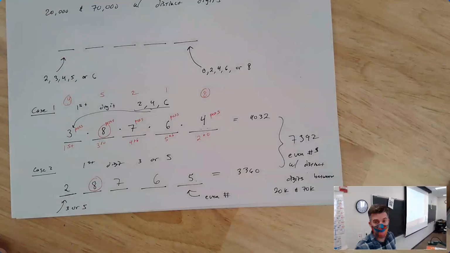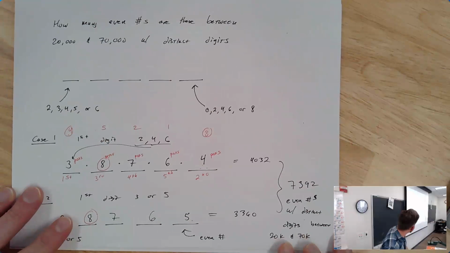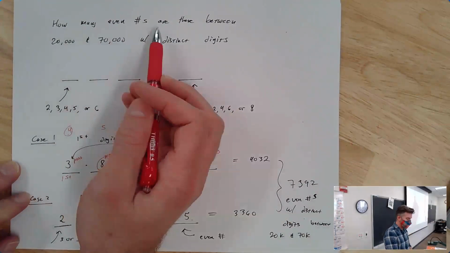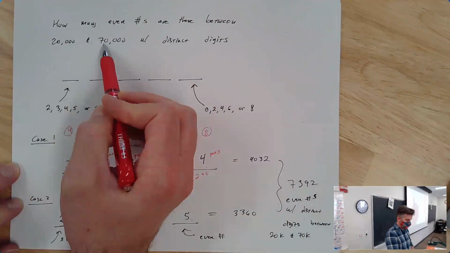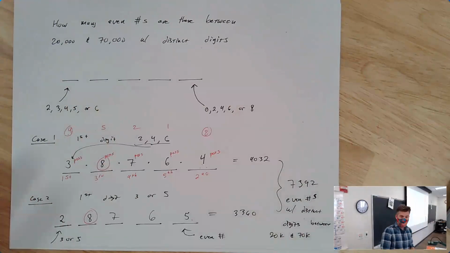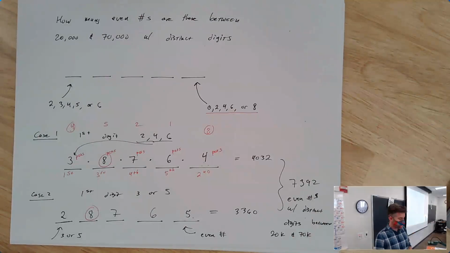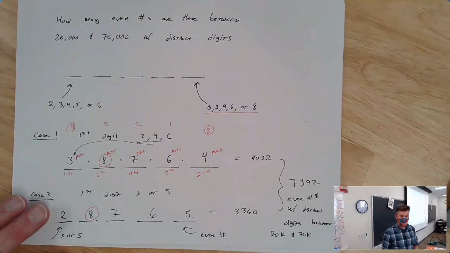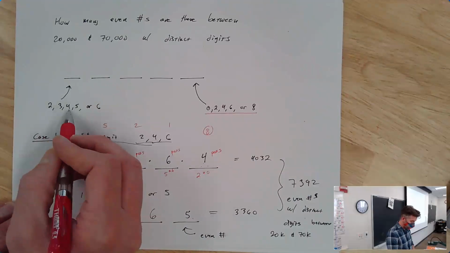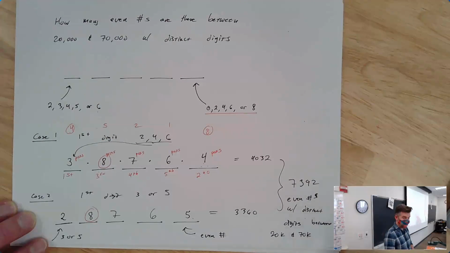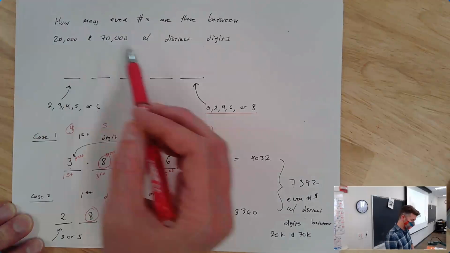So from the problem at the beginning. The problem says, how many even numbers are there between 20,000 and 70,000 with distinct digits? So to be even, it has to end with a 0, 2, 4, 6, or 8. To be between 20,000 and 70,000, it has to start with a 2, 3, 4, 5, or 6. So that's where I'm getting these choices from because of what the problem is limiting me to.